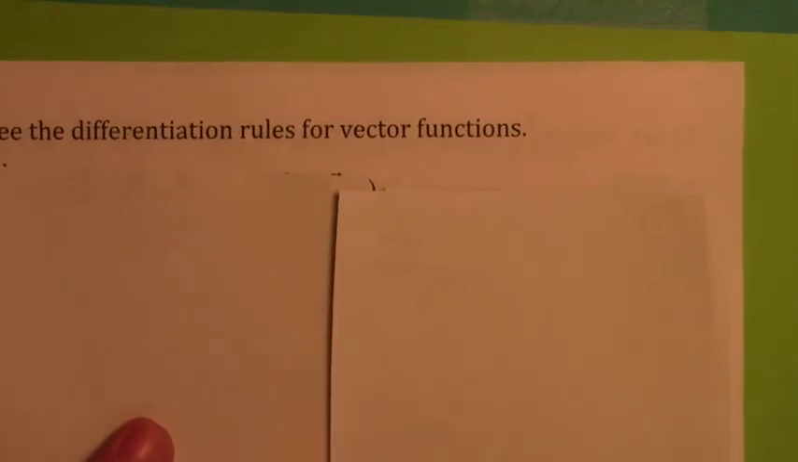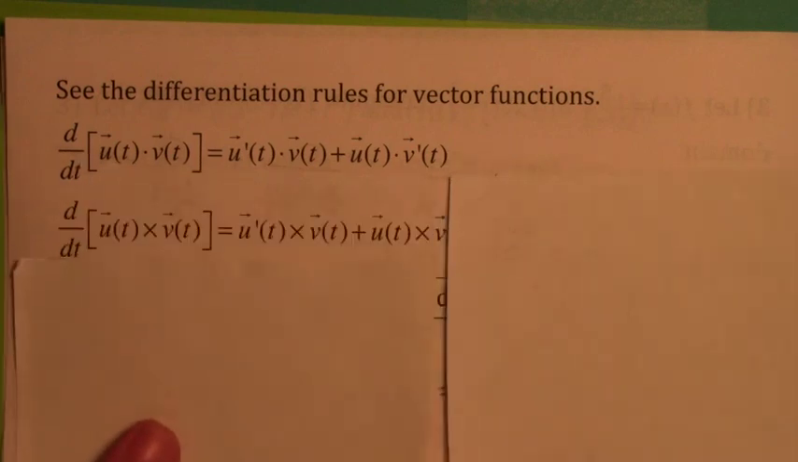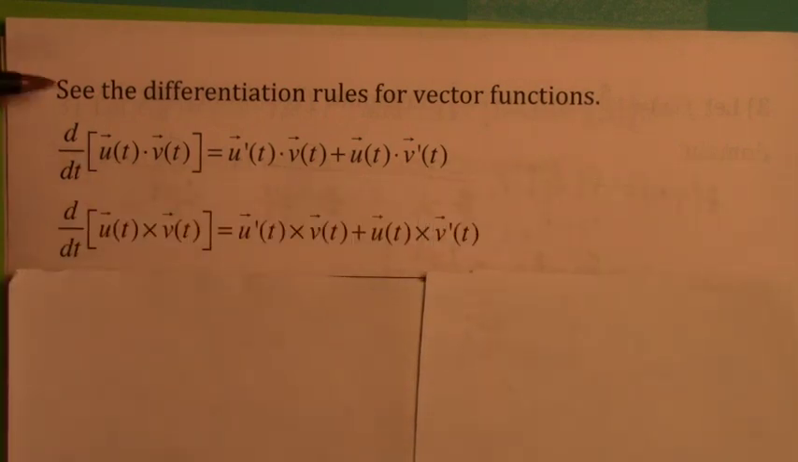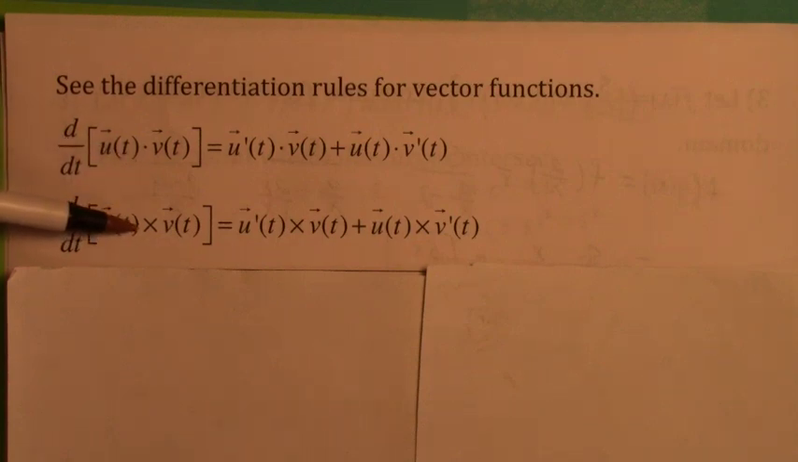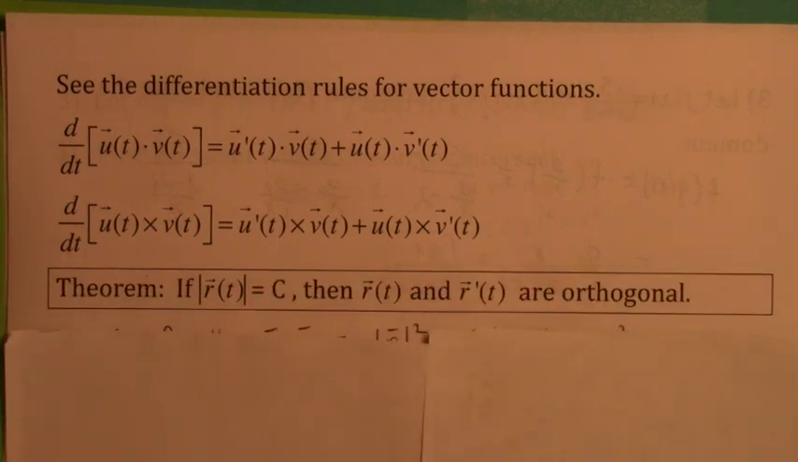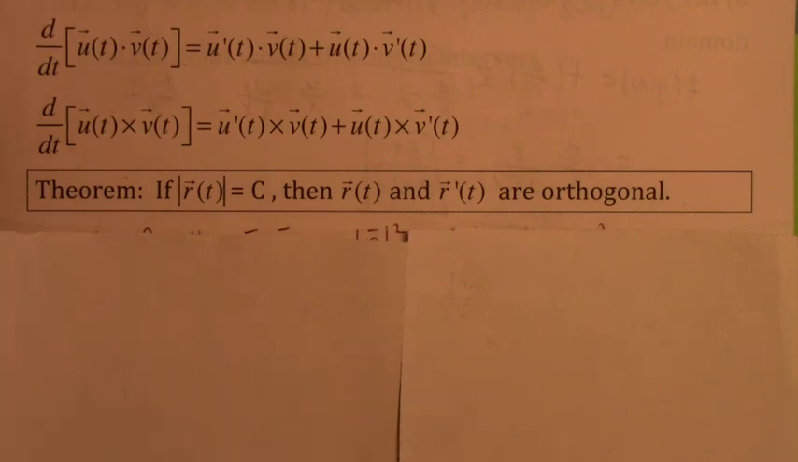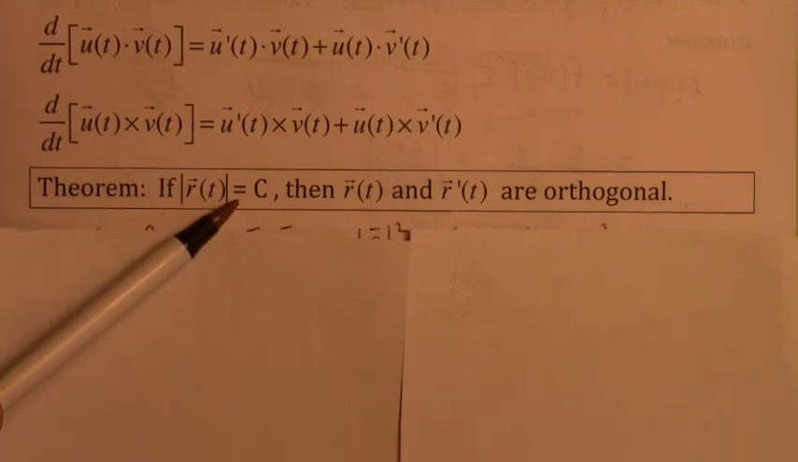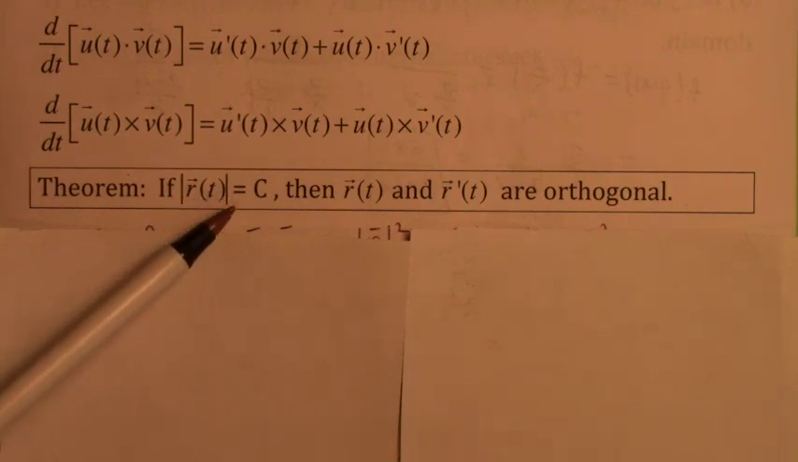Let's keep on going. Now there are differentiation rules that you can look at in the book. The two most notable ones are that the product rule applies when you have a dot product of two vectors or the cross product of two vectors. The product rule works in both cases. An important theorem that's not really a theorem, but it really should be, because this comes up all the time. If a vector has constant magnitude, for example, suppose you have a point moving around a circle. That's a good example of a position vector that has constant magnitude.